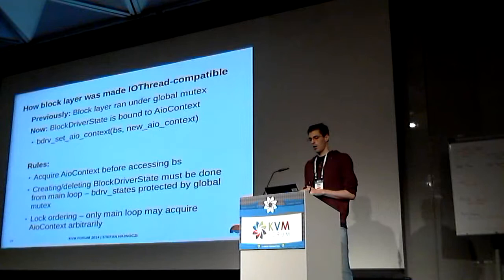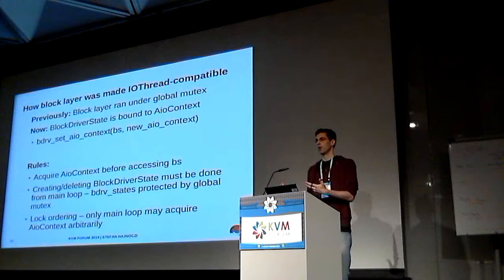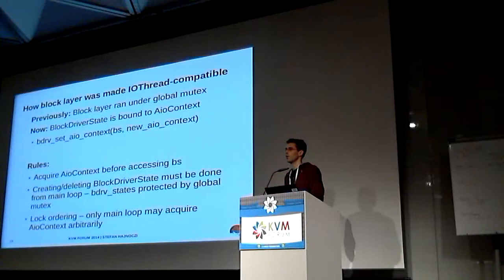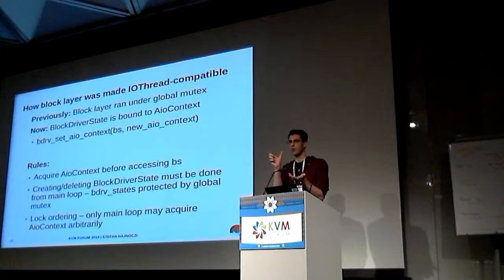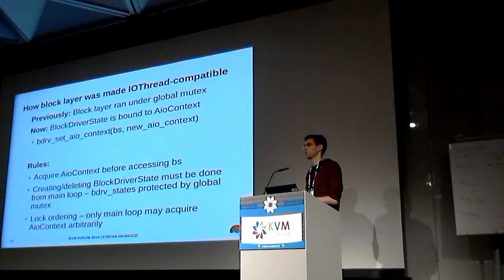And what we did is we just added an API to set the AIO context. At runtime, when QEMU boots up, dataplane is actually not active yet. Even though you have these IO threads, you're not actually running in them yet. So the disk image can still be accessed, and you can move the AIO context. You can take the image and move it back to the main loop if necessary. For example, if you shut down the virtio block device and you don't want to use dataplane anymore, at runtime, you can move it back.